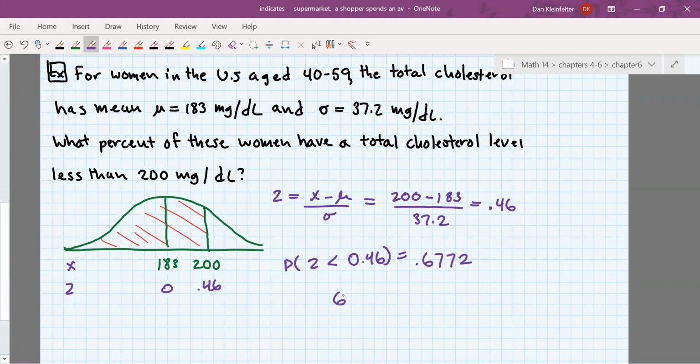So it'll be 67.72% of women will have a cholesterol under 200 milligrams per deciliter.